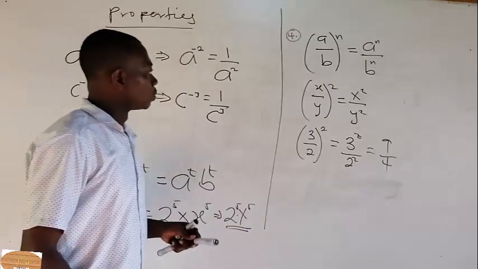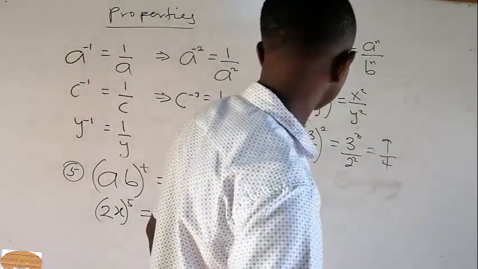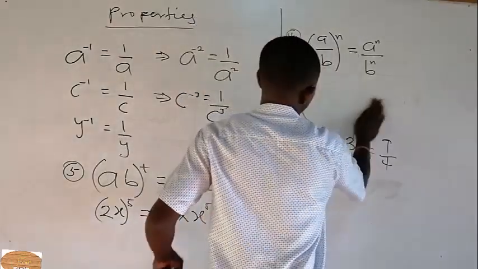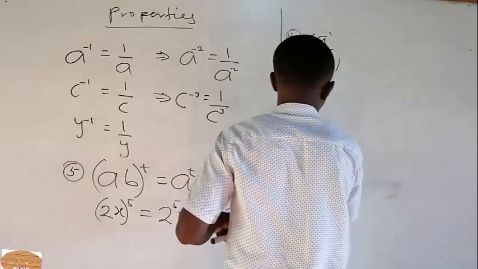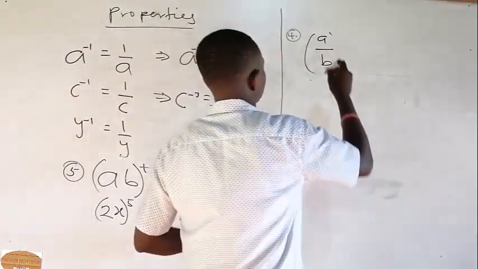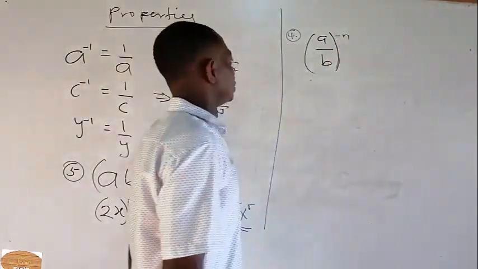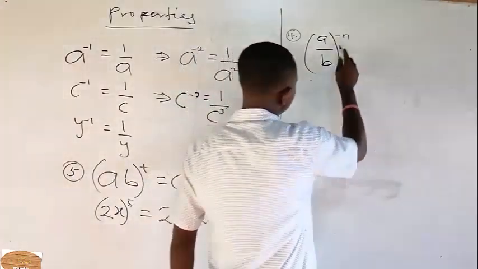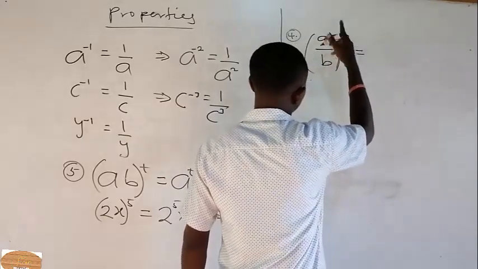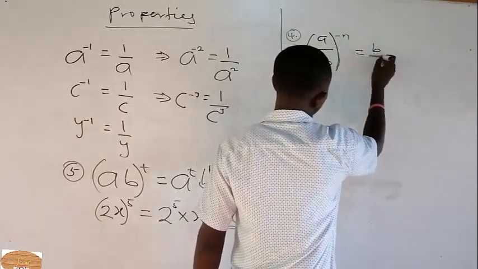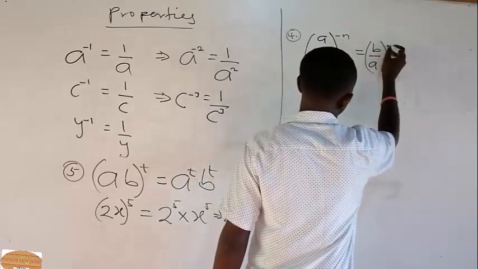Alright. Now, what if here is minus? So let's deal with that one. So in case that is minus, in case of this one, the power will be minus n. Alright. Now, the moment you see this minus, this one is the same as, so just interchange this one, so b over a. The moment you do that, the power also changes to positive.